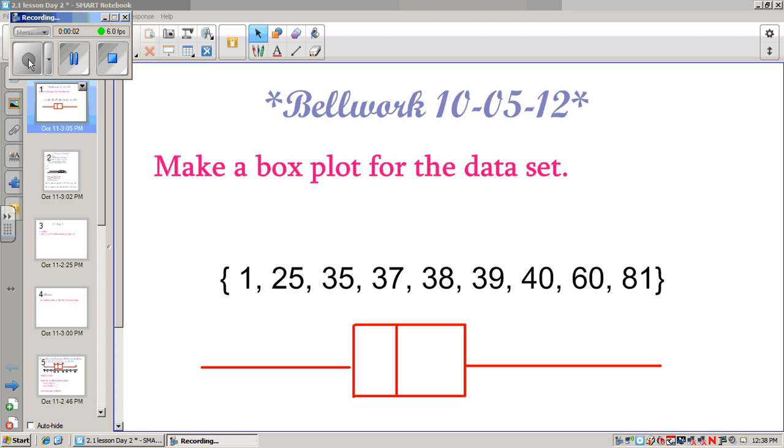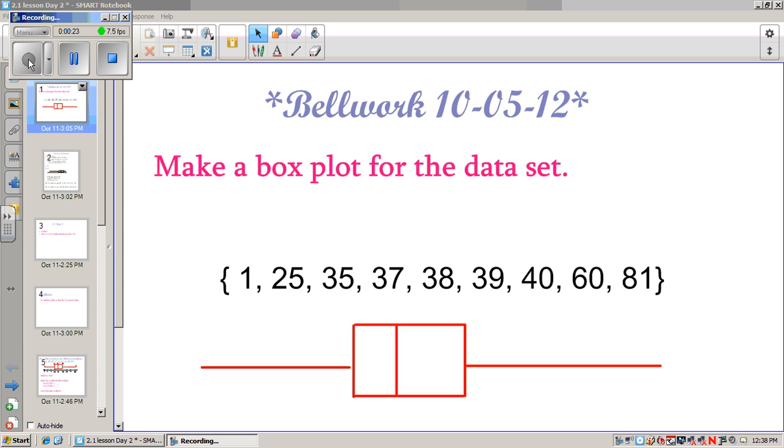Hello, this is lesson 2.1, day 2, dealing with outliers and extra practice on creating data sets. Today we're going to start the lesson by looking at how to create a box plot. Should be a review for you because we learned how to do box plots in Algebra 1 as a freshman, and I believe you even worked with them a little bit when you were in middle school.